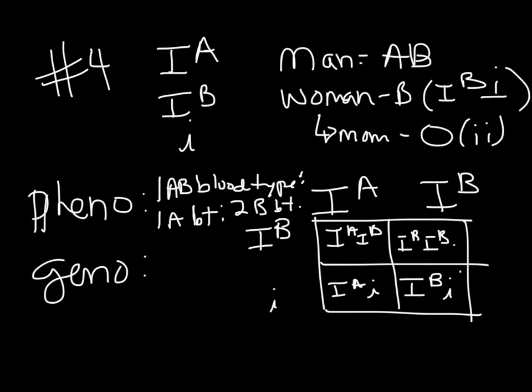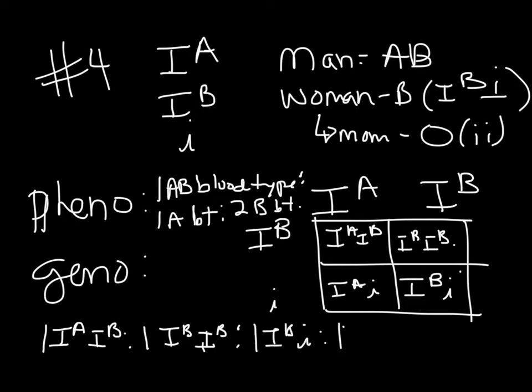Genotypes, we just write down what we see for the alleles. 1 IAIB to 1 IBIB. Now the B's are separate in this case because they're different genotypes. 1 IB little i to 1 IA little i. So that's the proportions of the offspring that you expect to have different genotypes and different phenotypes.